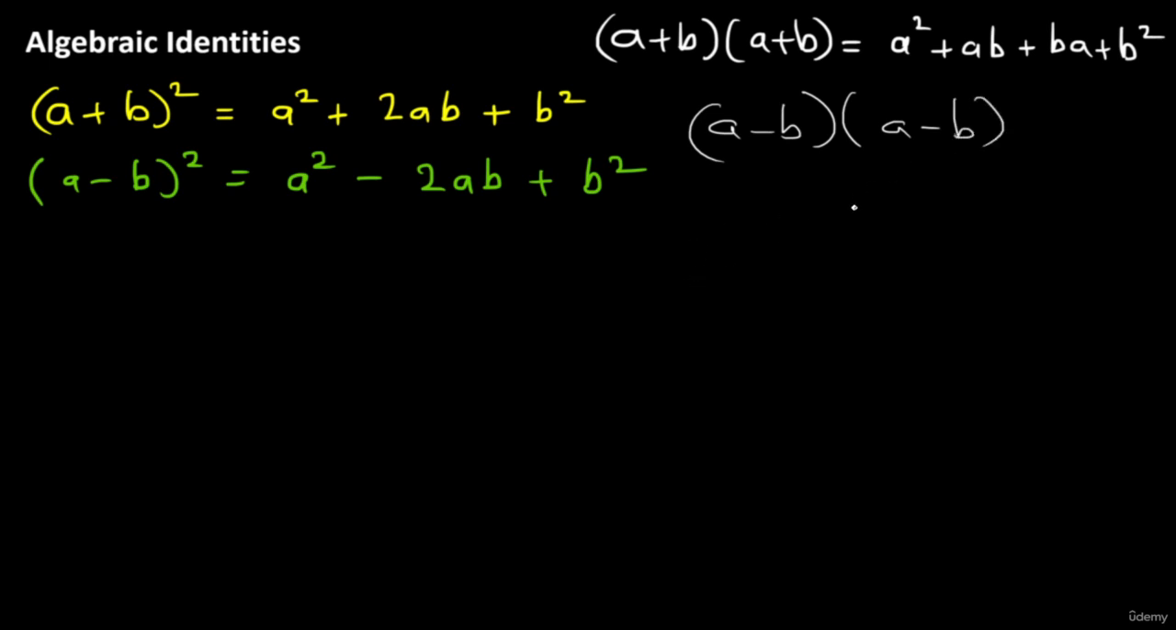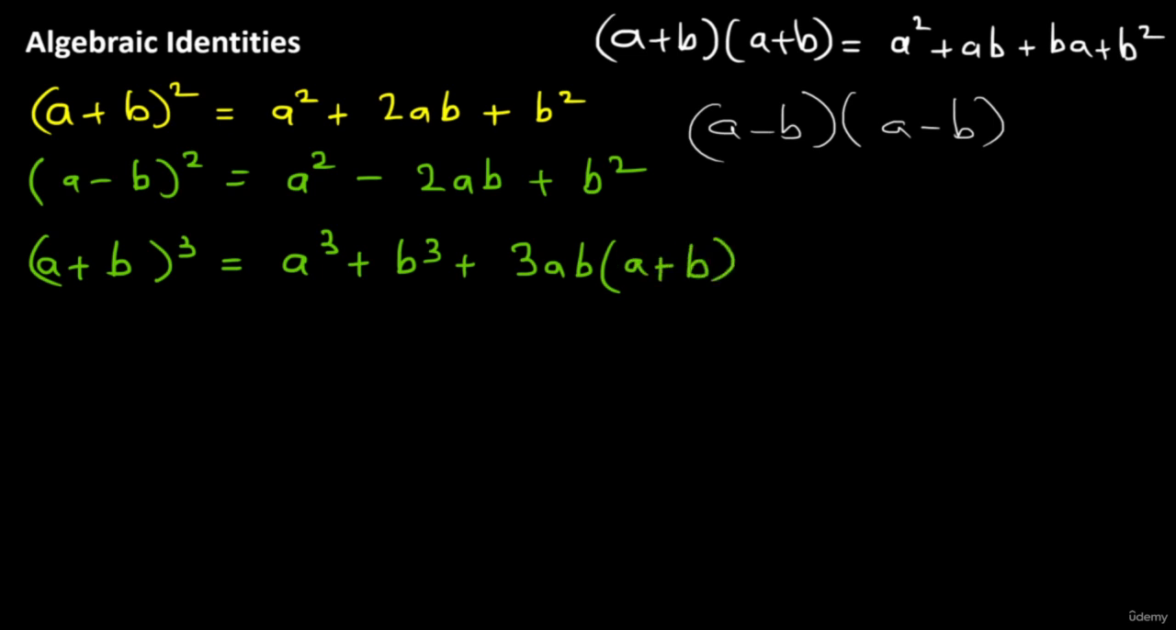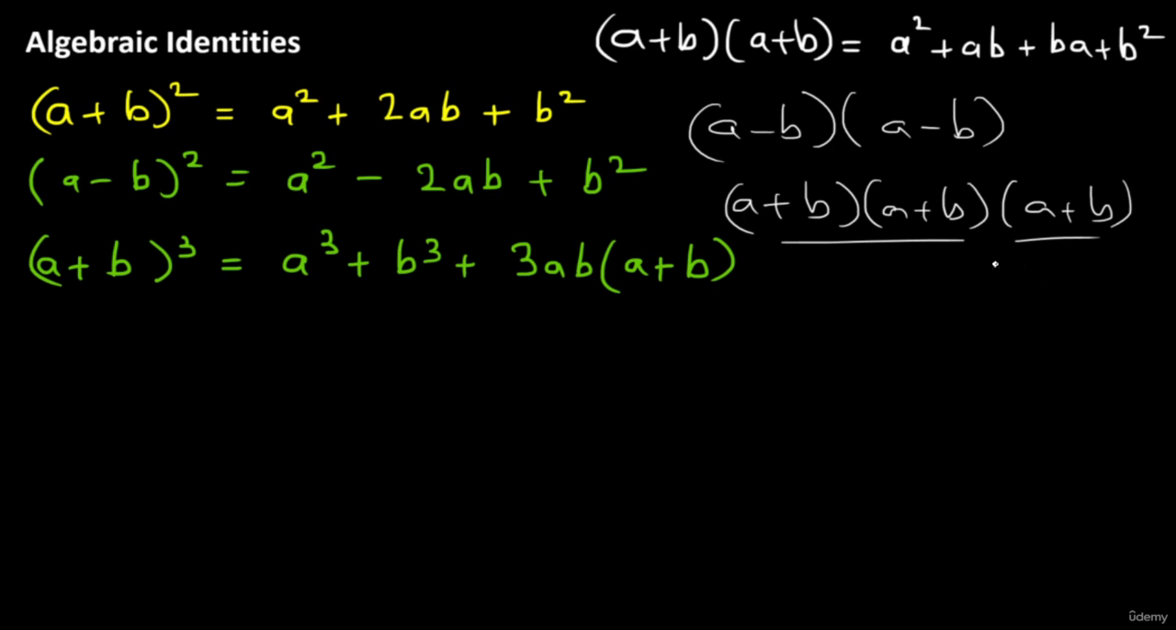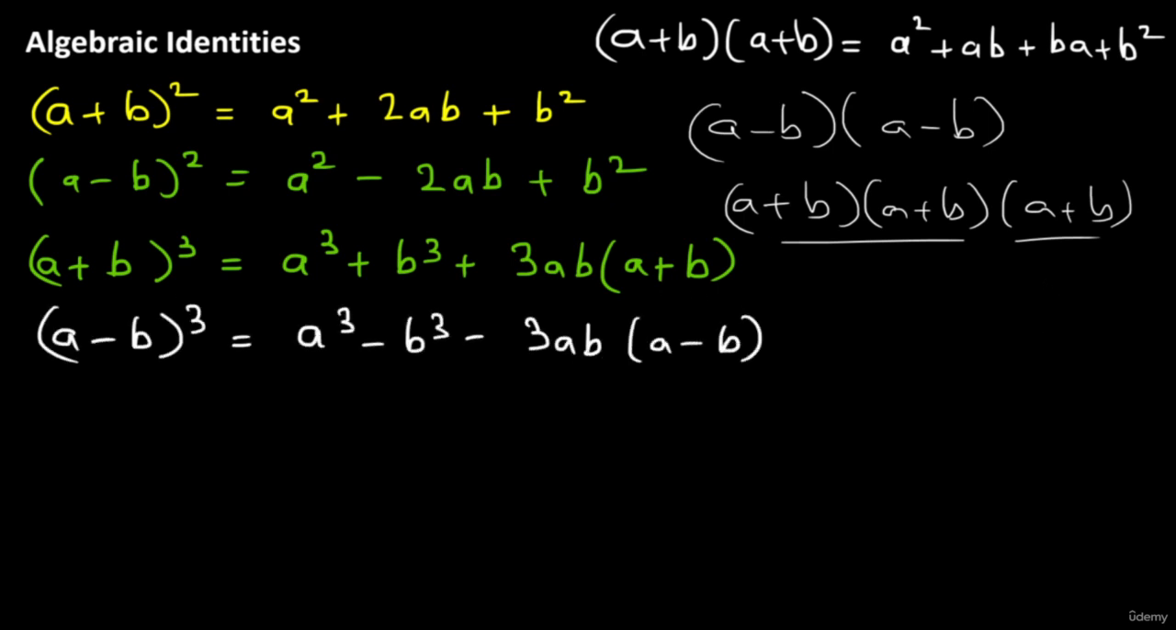All right, now the next one would be (a + b) the whole cube, which is equal to a cube plus b cube plus 3ab into (a + b). Now over here you can check it out by doing (a + b) into (a + b) into (a + b). So first you simplify this part and then you multiply that with a plus b. So you'll get this part. Now another one would be (a - b) the whole cube. That's a cube minus b cube minus 3ab into (a - b).